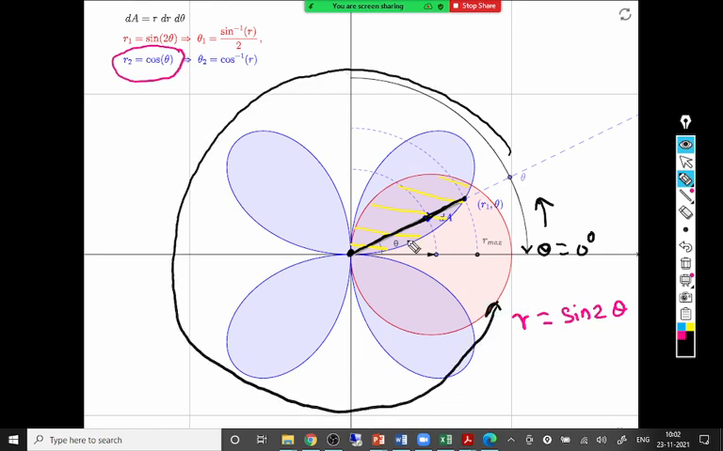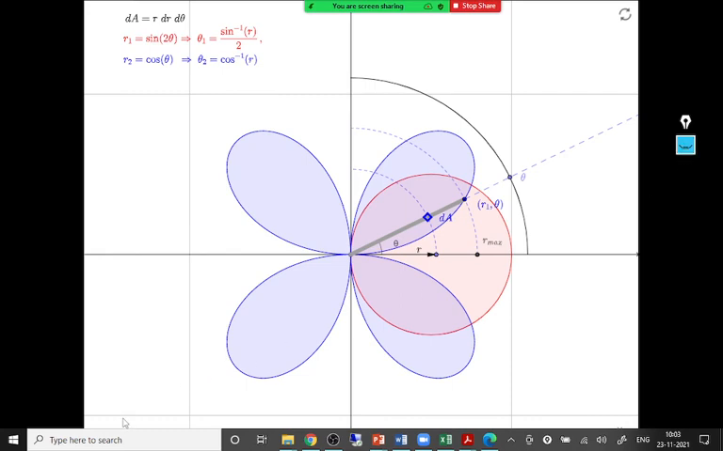But right now the region exists in the first quadrant only. So the minimum and maximum theta over the region is 0 to pi by 2 only. There is no need to rotate further. We'll come to that. Let me show you that animation here. Let me check. Play button.